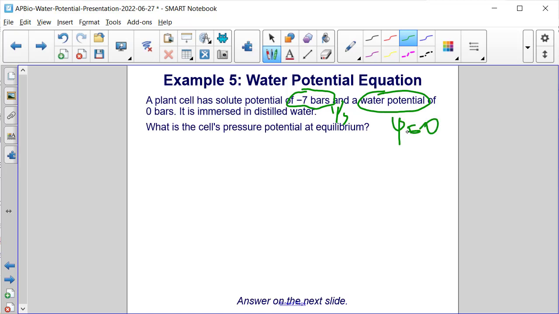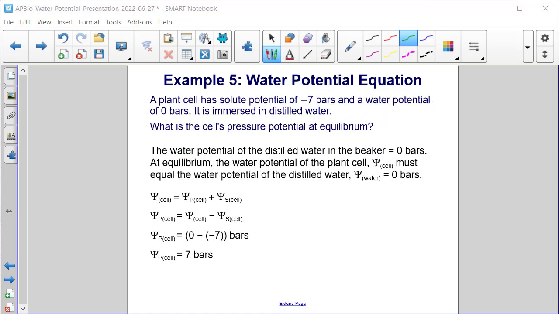Okay, so let's look at the next slide and use the equation to do some calculation to figure out the cell's pressure potential at equilibrium. So we know that for distilled water, the water potential in the beaker is 0 bars. At equilibrium, the water potential of the plant cell, psi for the cell, the overall water potential for the plant cell, must be equal to that of the water, or 0 bars. Okay, so the water potential for the cell we know is the sum of the pressure potential and the solute potential. And we know that at equilibrium, this has to be the same as the overall water potential for the beaker, and that's 0.